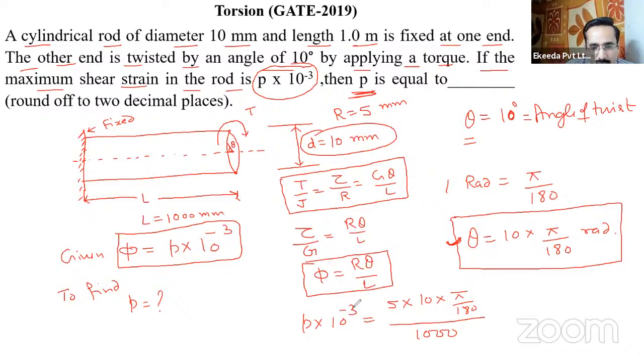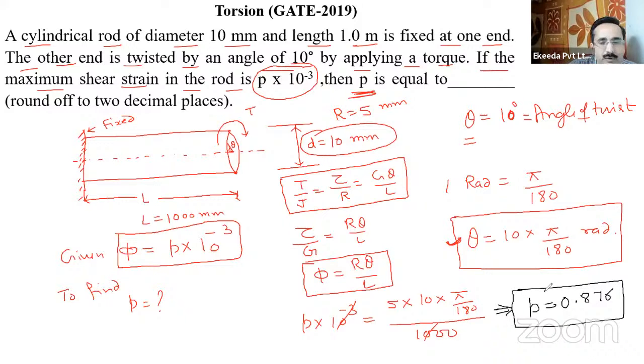So now you can solve it. This will be cancelled out, and finally you will solve it and you will get the final answer. I'm writing the final answer now. Solve it and you will get the value of P as around 0.876. So this is the value of P. And rounding off to 2 decimals, you can round off to 0.88, right? So this is the answer of this question.